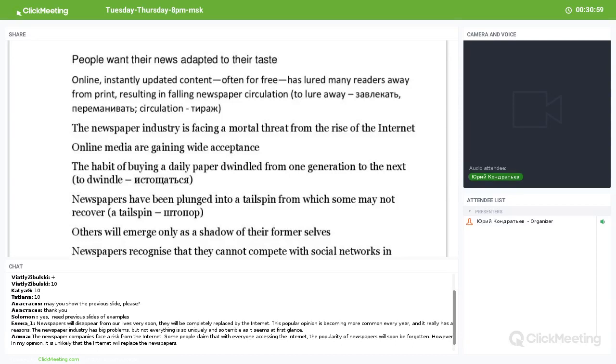Okay, and you could also use some more complicated vocabulary because has big problems, very soon, is becoming more common every year, has reasons. These are examples of very simple vocabulary. It will be evaluated at band 6, for example. If this is enough for you, then it's fine. But if you need a higher band, you need to write something more complicated.